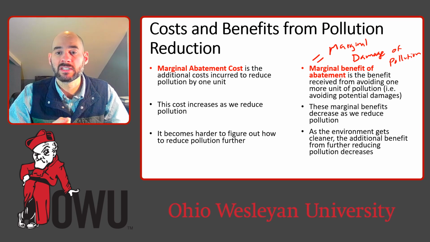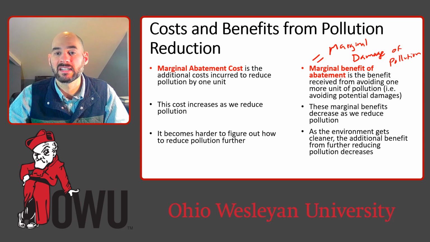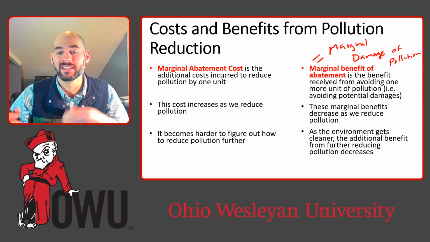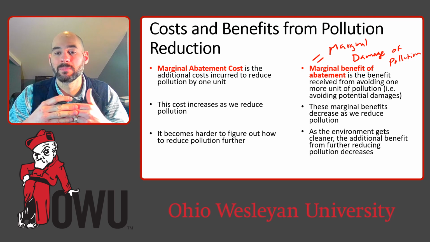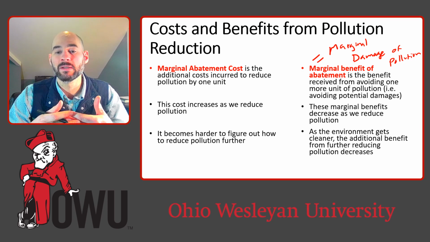So if we reduce that very last unit of pollution and we produce 1 unit of abatement, so now there's 1 pollution reduction unit that's produced by the companies, that's going to have a lot of benefit. So the marginal benefit of abatement is going to be directly tied to the marginal damage of pollution. It's going to be the benefit received from avoiding 1 more unit of pollution. And similar to, actually, I mean, the exact opposite of that marginal damage of pollution, because abatement is the inverse of pollution. These are going to decrease as we reduce pollution.